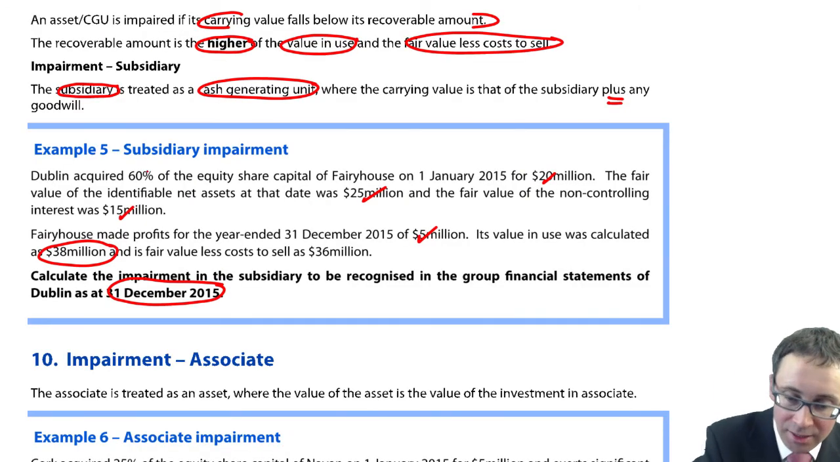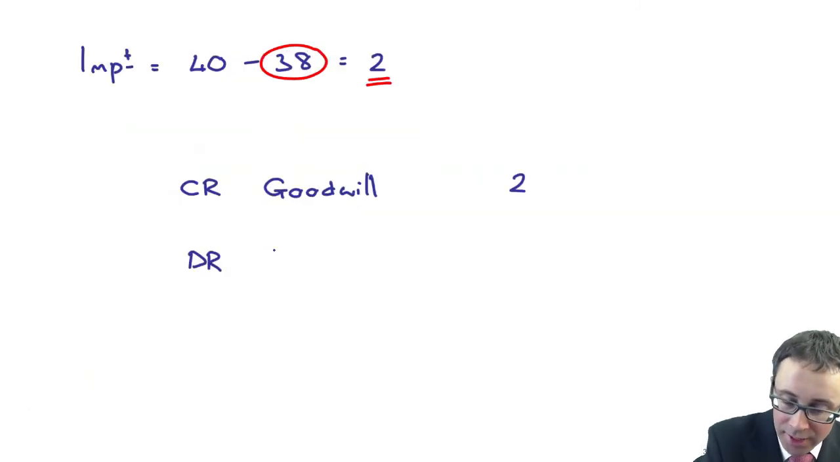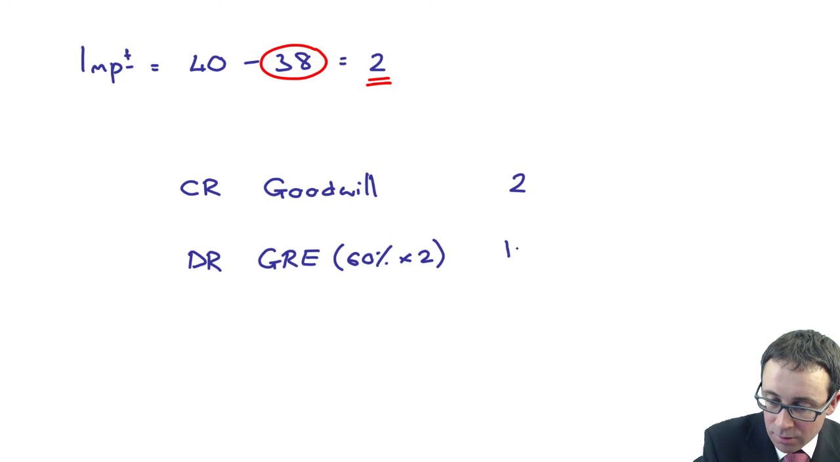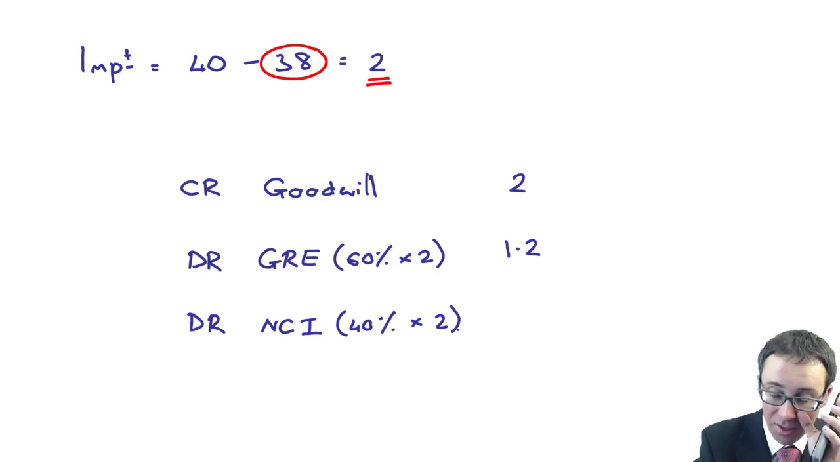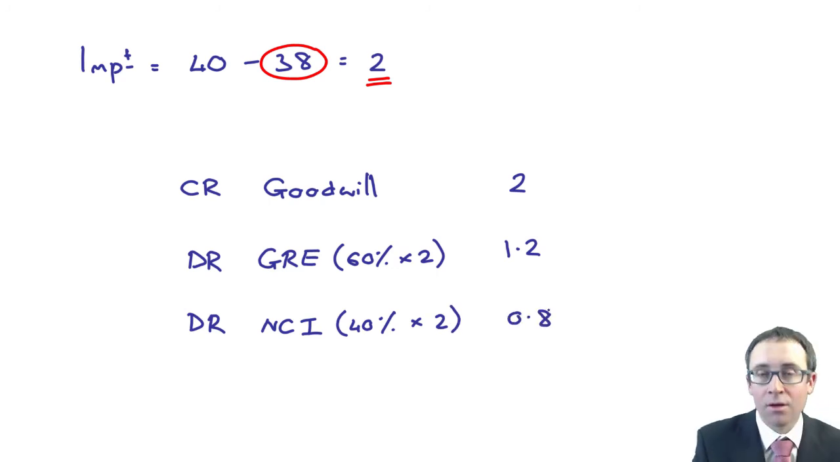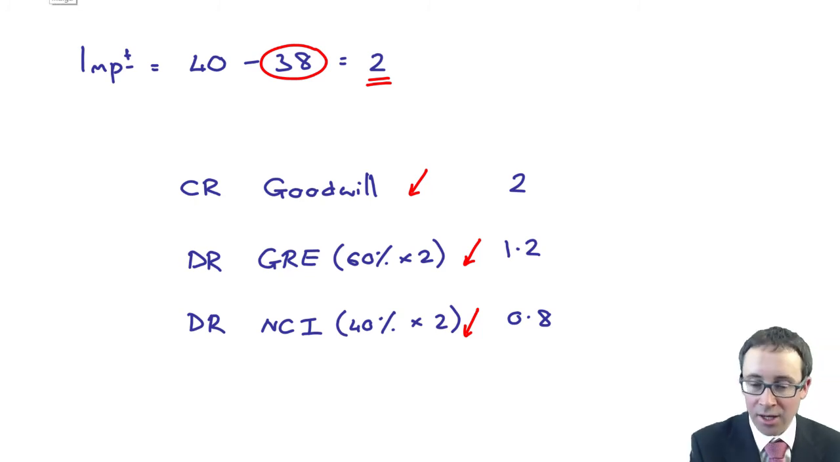Now here we bought 60% of the share capital. The non-controlling interest is based upon fair value. So here you would need to debit your group retained earnings with 60% of the 2. So is that 1.2? And you would also need to debit the non-controlling interest with the 40% of the 2, which should be the 0.8. So you're reducing your goodwill. You're reducing your group retained earnings. And is it there, your NCI?